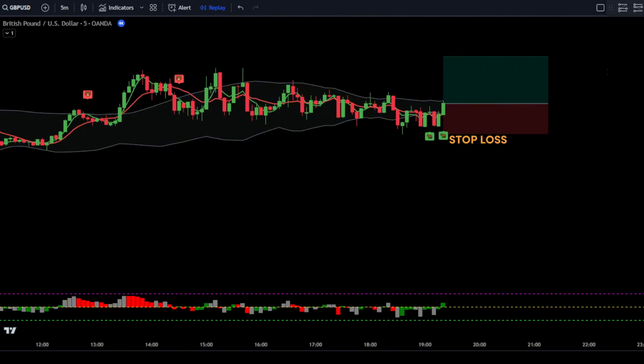Place the stop loss at the last swing low. Use a take profit target with a risk to reward ratio of 1 to 1.5.